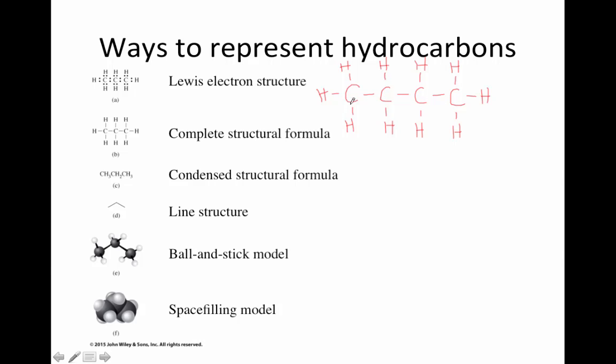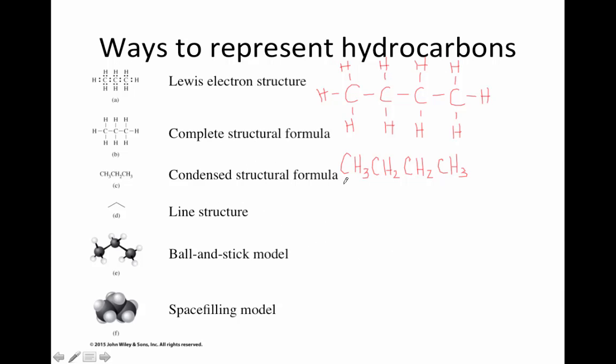So a way that we can turn this into a condensed structural formula is to start at the first carbon. We have CH3, the next one CH2, CH2, and CH3. And sometimes you will see this all written very close together, almost like one word, so to speak. And sometimes you'll see dashes in there. So they're both seen equally as common.